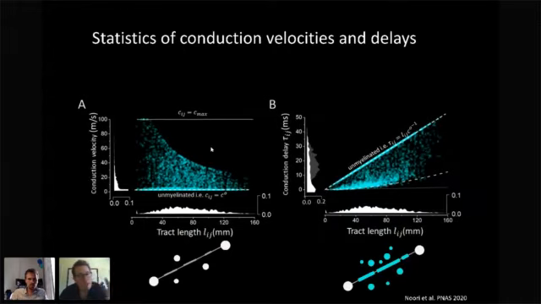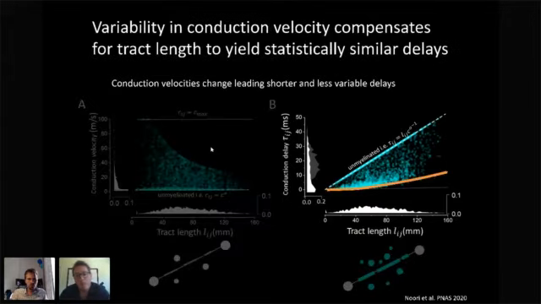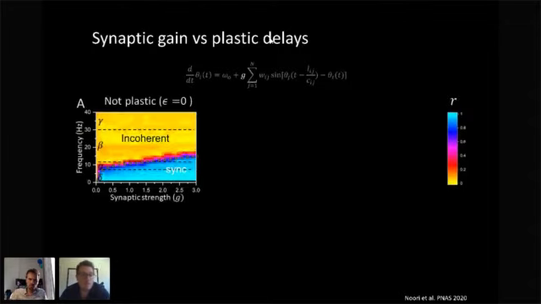So we also evaluated the statistics of the resulting conduction velocities and delays. There's a lot of stuff, way too much to go into in 12 minutes. But the general point I want to make is that when we look at the statistics, we found that variability in conduction velocity could compensate for the variability in track length, leading to delays that were very similar between every possible pair of nodes, which we thought was very interesting.